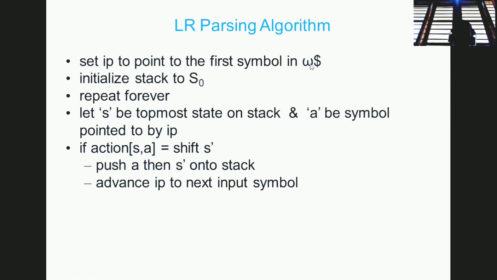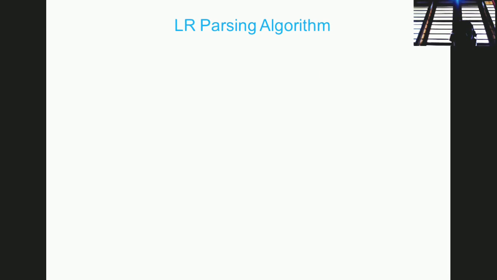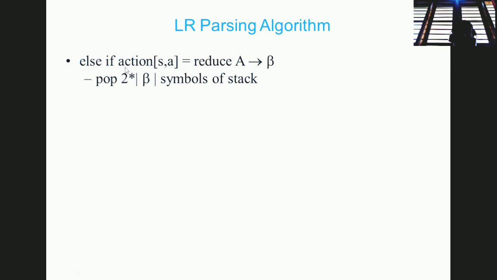So once you have read the input symbol and performed this push operation, the shift operation advances the IP to the next input symbol. If the action is not shift but reduce, that is, action of S comma A is reduce A tends to beta, then as I said earlier, pop 2 times the size of beta symbols from the stack. Let S be the state now on top of the stack.